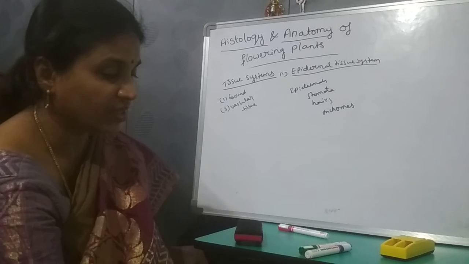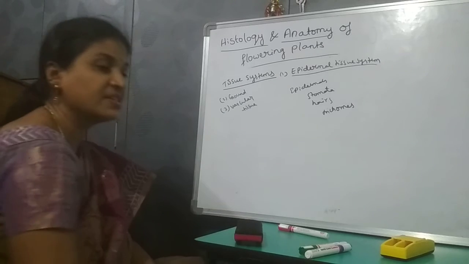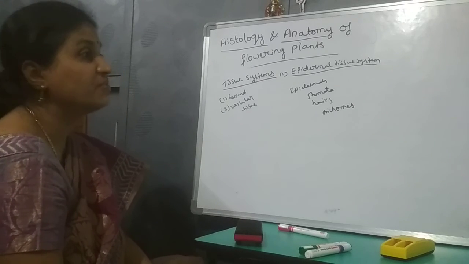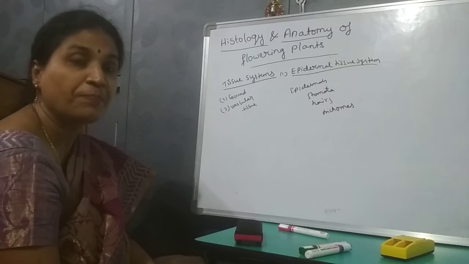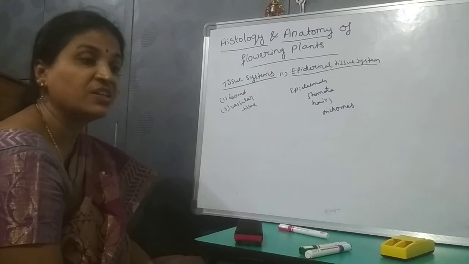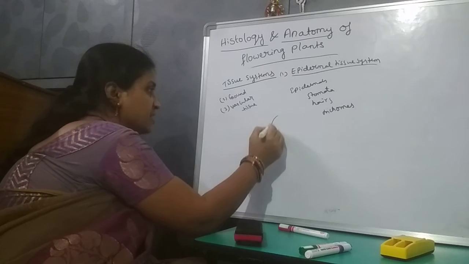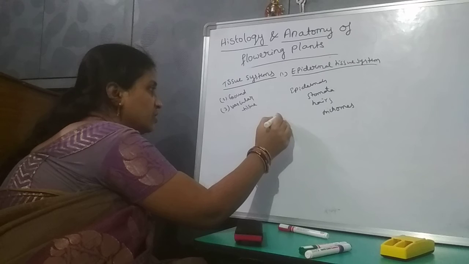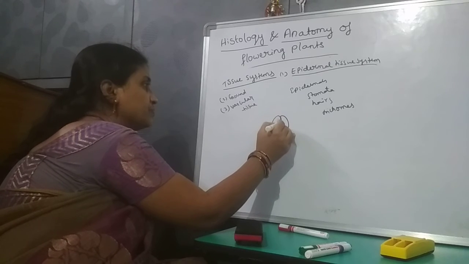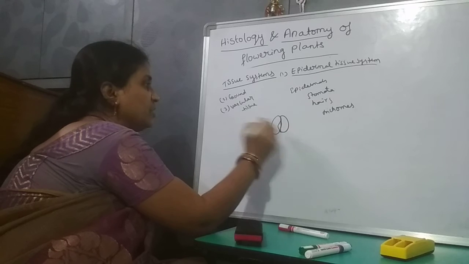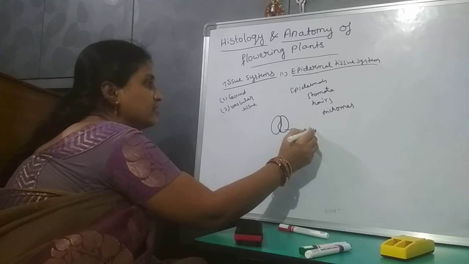In stem and in leaves, the epidermis has stomata. Stomata are the openings useful for gaseous exchange and transpiration. They are covered by bean-shaped cells, and these bean-shaped cells are called guard cells.